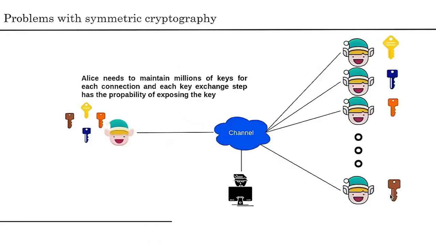What's even worse is, what if Alice has more than one connection? What if she has millions of connections? It could be, for example, a website that connects with millions of people. So she needs to have a separate key for each connection. Now Alice needs to maintain millions of keys, one for each connection, and each key exchange step has the probability of exposing the key to the hacker.